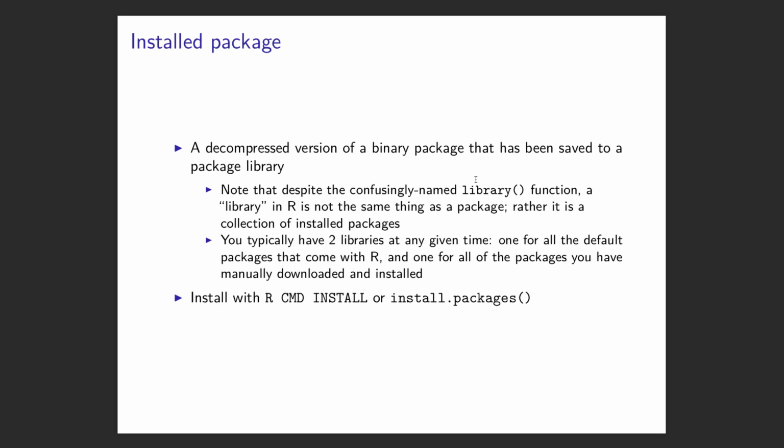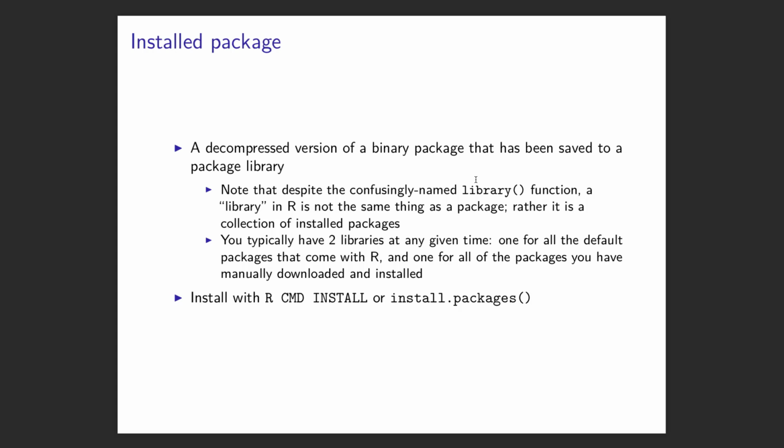And finally, we get to an installed package. So an installed package is what you actually end up with as a file or folder somewhere on your computer after you've installed a package. An installed package is actually just a decompressed version of the binary package that has been saved to a package library. And what I mean by a package library, typically you will actually have two package libraries on your computer at any given time.